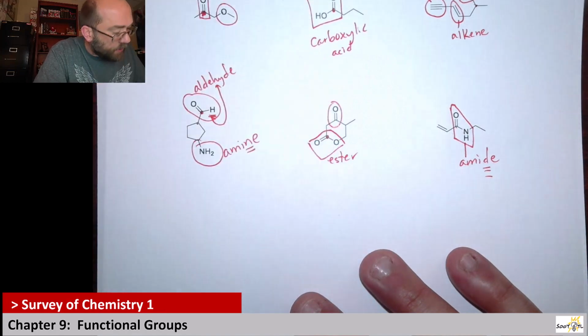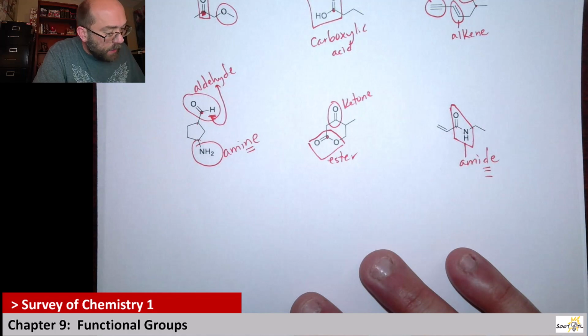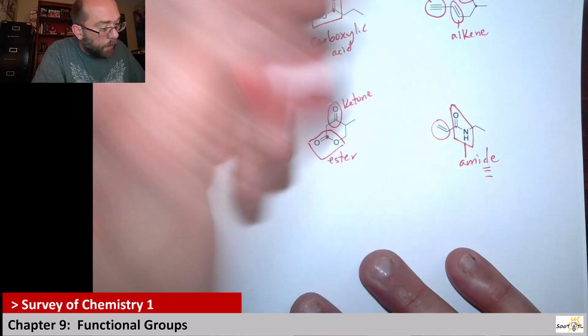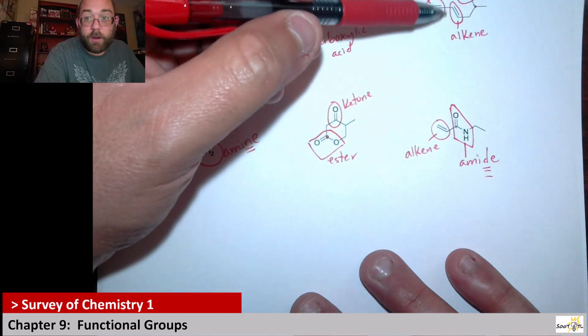All right, so next up, we'll go to this one now. Here we have just the double bonded oxygen. So this is another ketone. And then here we have a carbon-carbon double bond. So this is an alkene, just like we saw up here in this guy.